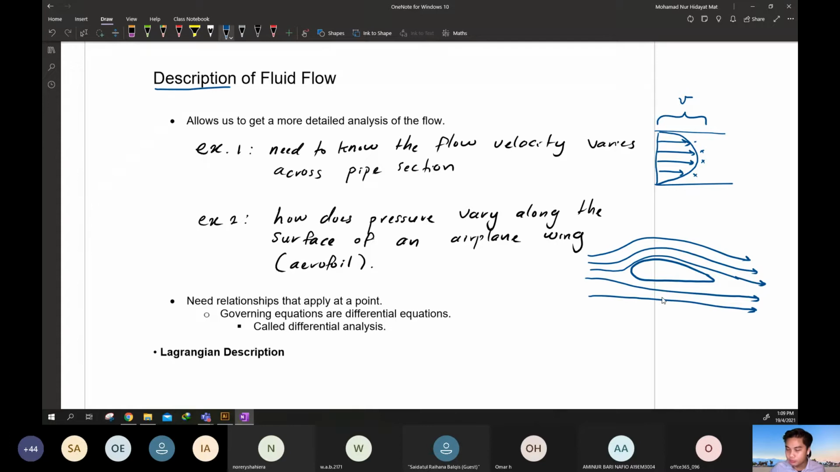Okay, the pressure at the bottom will be different from the top due to the Bernoulli principle. Later on, we're going to discuss. So pressure at 1 is different from the pressure at 2. Definitely pressure at 2 is higher than pressure at 1 due to the Bernoulli principle. So that is why we need to understand the concepts of description of fluid flow in order to understand the details of the velocity profile and the pressure distribution across the airplane wing.